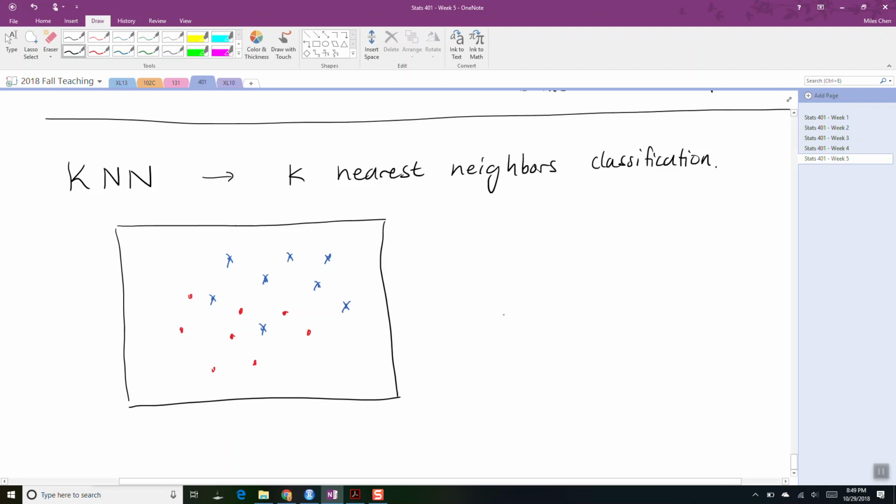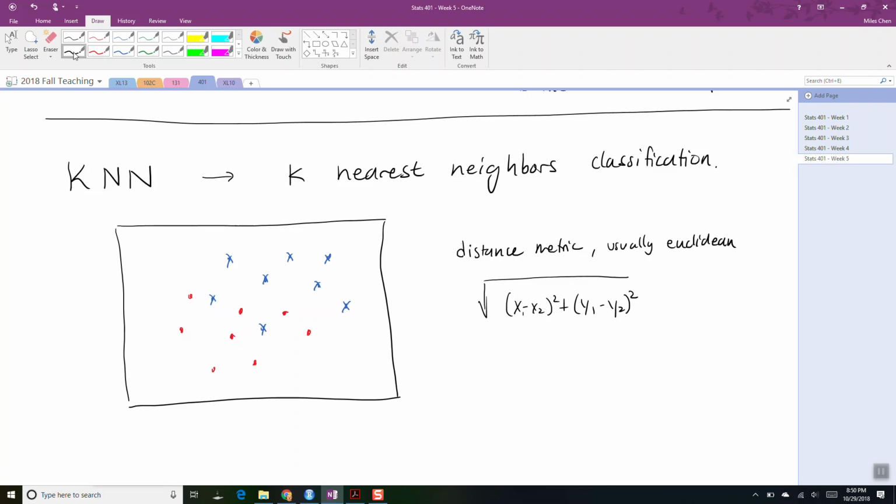So K nearest neighbors classification, you have to have some kind of distance metric, right? So how do we measure distance? Generally we'll use Euclidean distance, so distance metric, usually Euclidean, which will be basically the square root of x1 minus x2 squared plus y1 minus y2 squared.